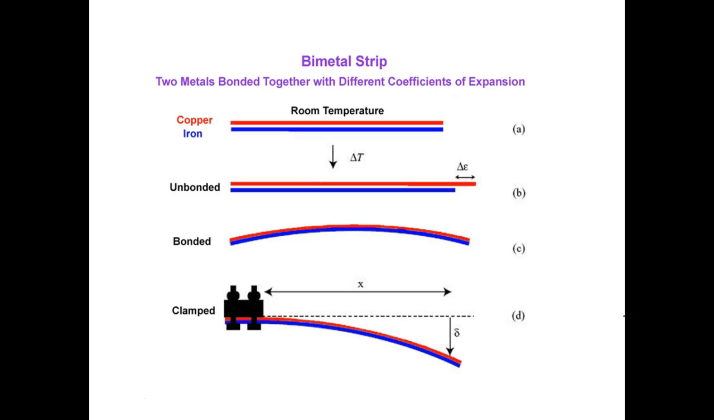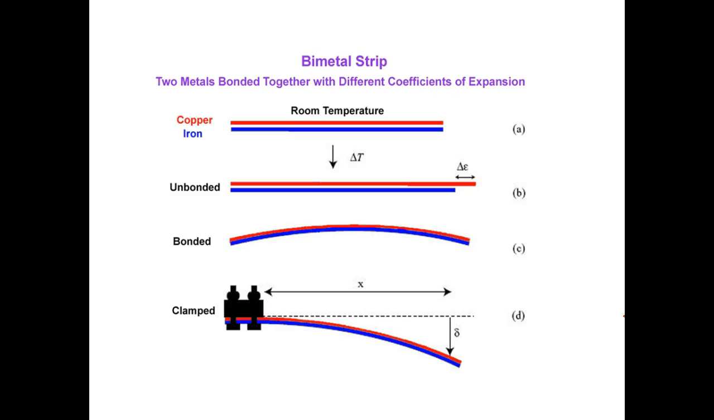So we come up here and we start bonding together, and then we start expanding it. The red one expands faster than the blue one, so that's the direction of the warp. The amount it warps would give us what? The temperature. It's going to warp toward the one that has the lower coefficient. So this guy don't expand as fast. This guy here expands real fast.